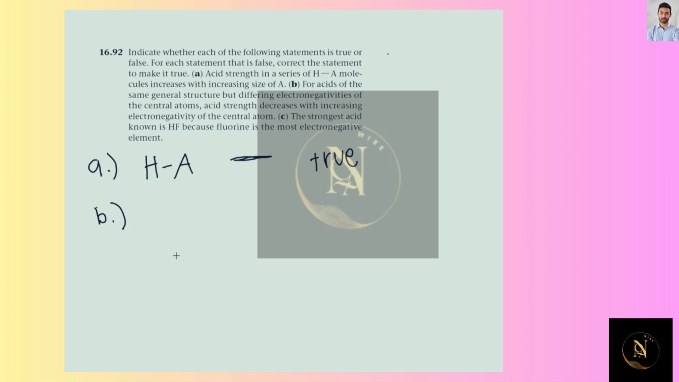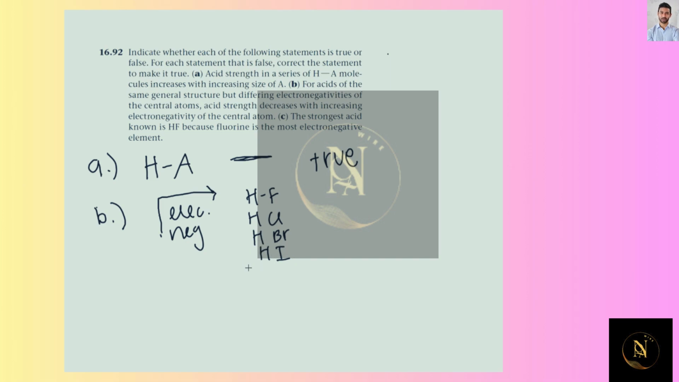All right, so for B, it says for acids in the same general structure but differing electronegativities for the central atoms, acid strengths decrease with increasing electronegativities of the central atoms. So the first thing to know is that our electronegativity trend goes up and over. Also, some groups to look at is if we are looking at just the halogen acids. So if you have HF, HCl, HBr, and HI, we know that HCl is stronger than HBr and HI.